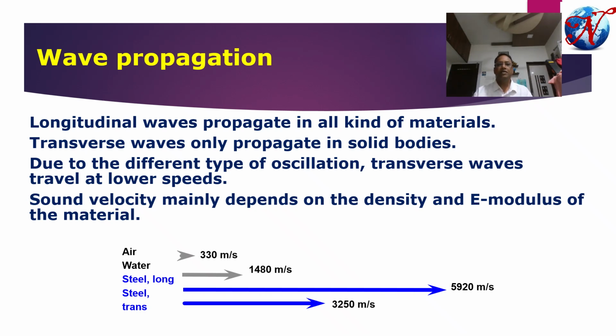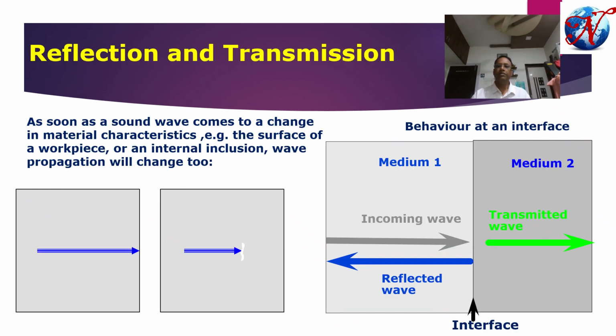So in the same medium, if the sound wave propagation mode has changed, there will be changes in the velocity. For example, when the sound is traveling in air, its velocity is 330 meters per second. When it is traveling in water, it will be 1480 meters per second. When the sound is traveling through steel in the form of a longitudinal wave, the velocity will be 5920 meters per second. And if in the same material, that is steel, the sound is traveling as a transverse wave, it will be 3250 meters per second. So the velocity of the sound mainly depends upon the density and elastic modulus of your inspection part.